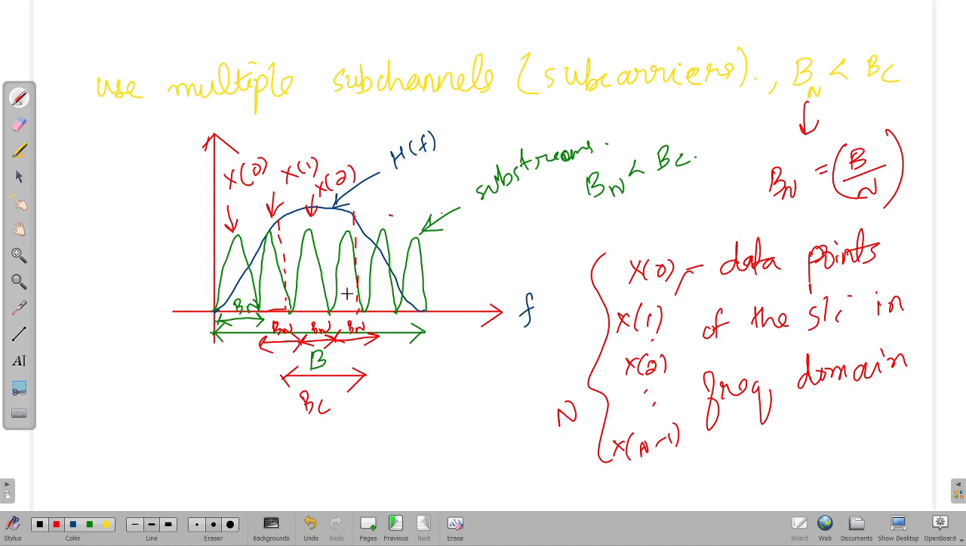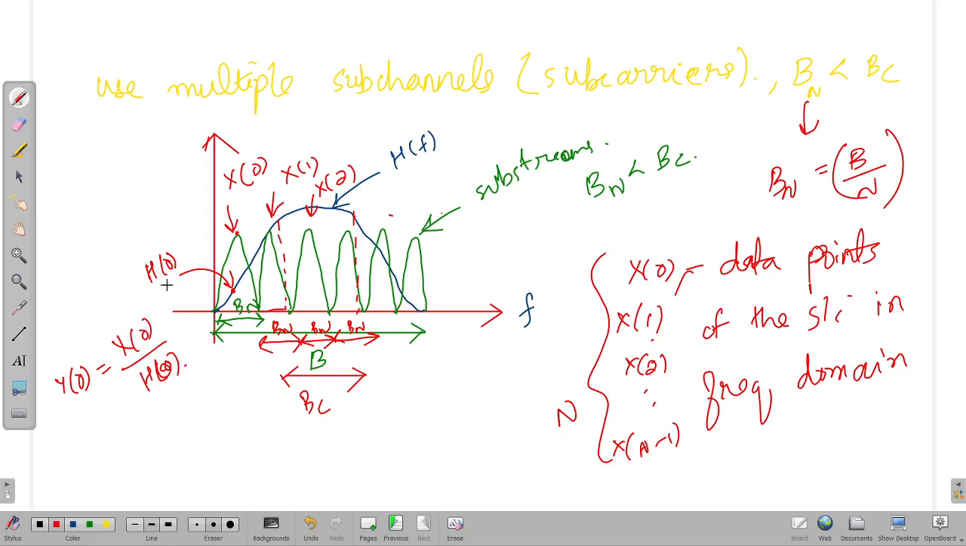So you have n number of substreams here. Each substream has a bandwidth which is less than the coherence bandwidth of the channel. As a result, you have this point x of 0. In order to recover x of 0, you have the corresponding frequency response here, which is h of 0, and you can recover this value y of 0 as x of 0 divided by h of 0.